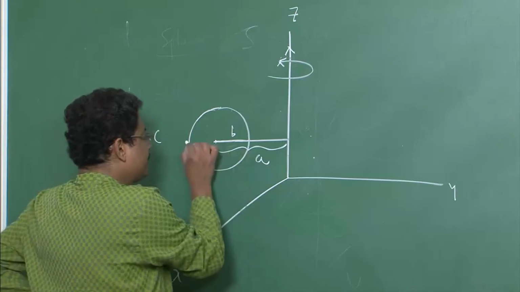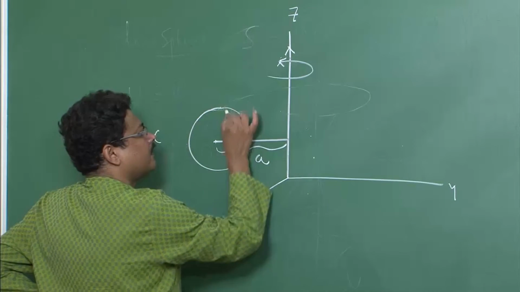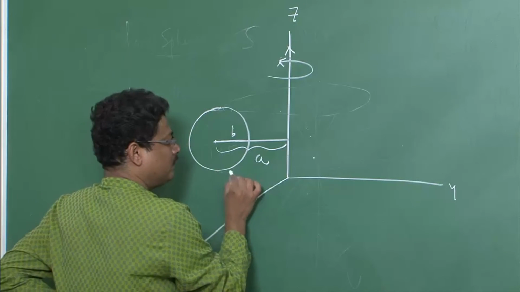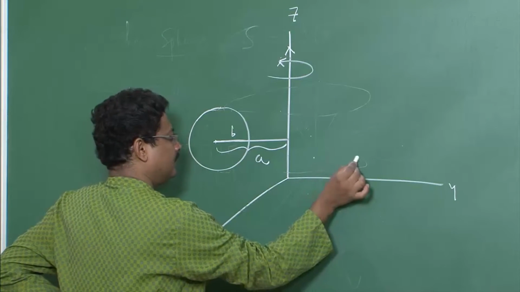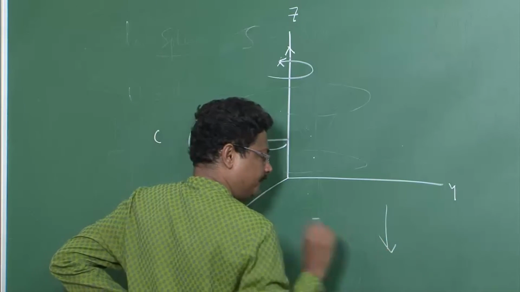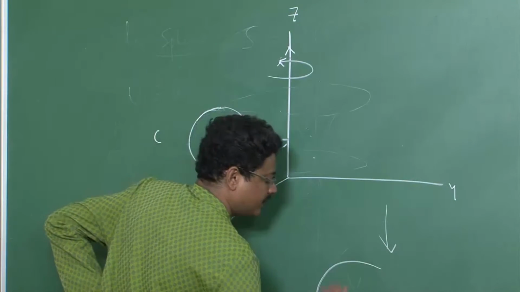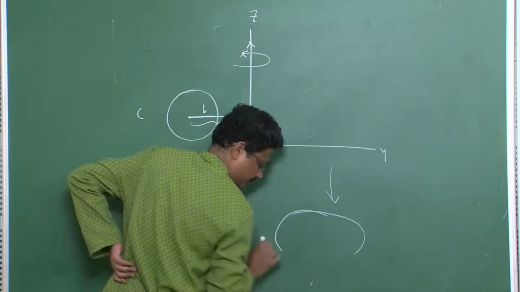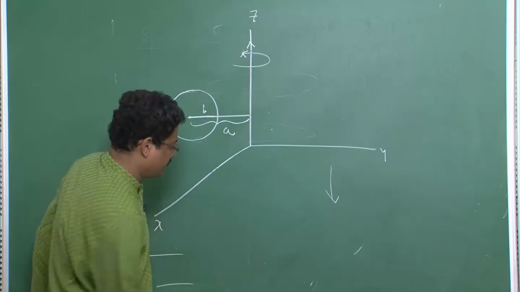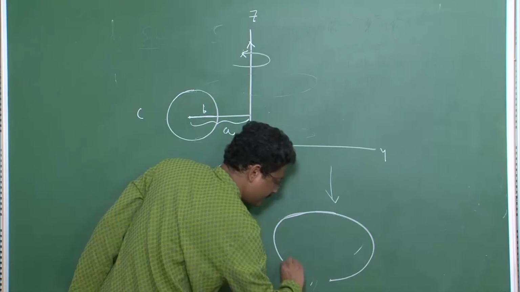So, what will be the picture? A particular point here will move like this, a particular point here will move like this. So, the final picture you will get is something like this. This is one way, a way people draw a torus.